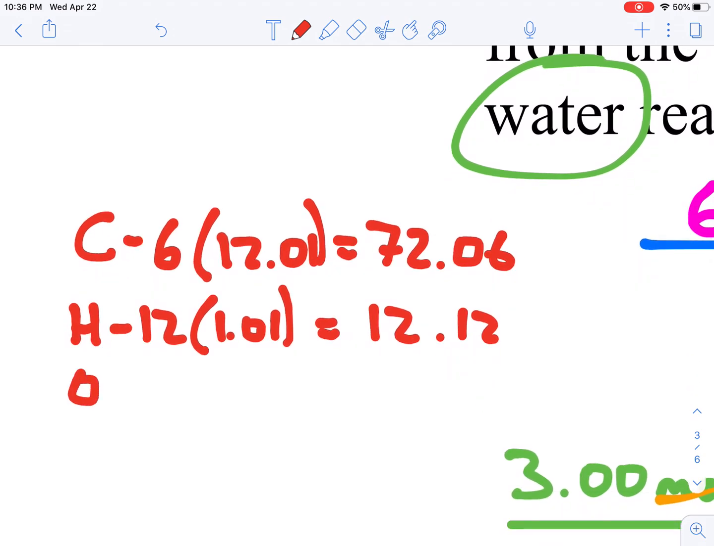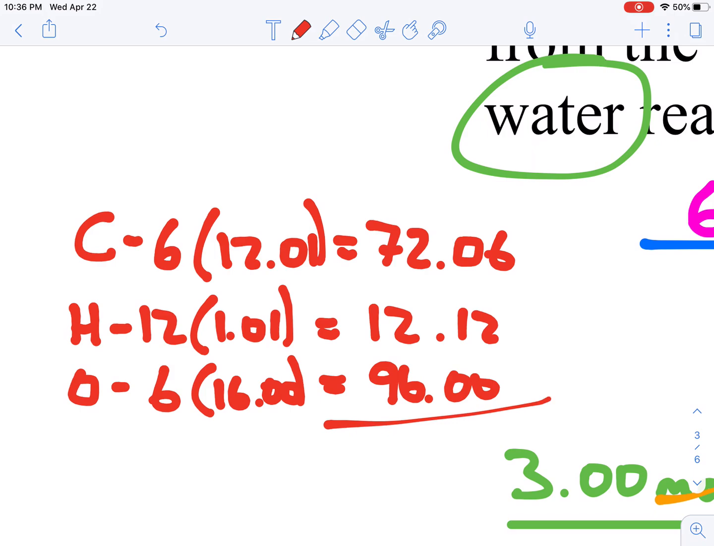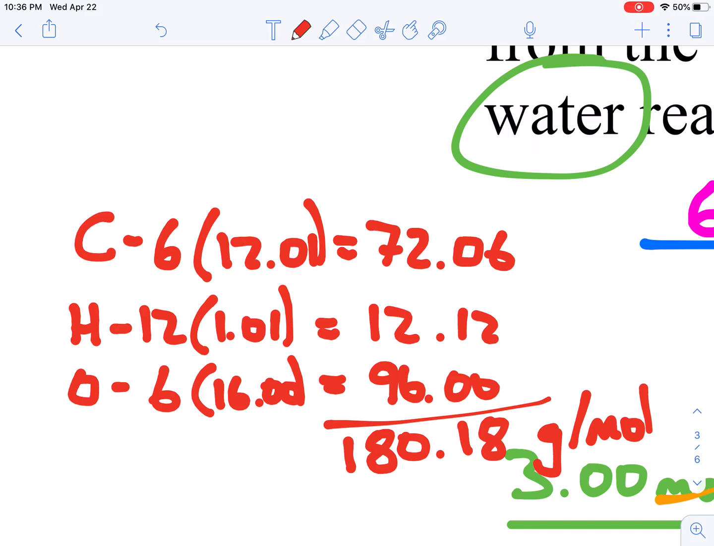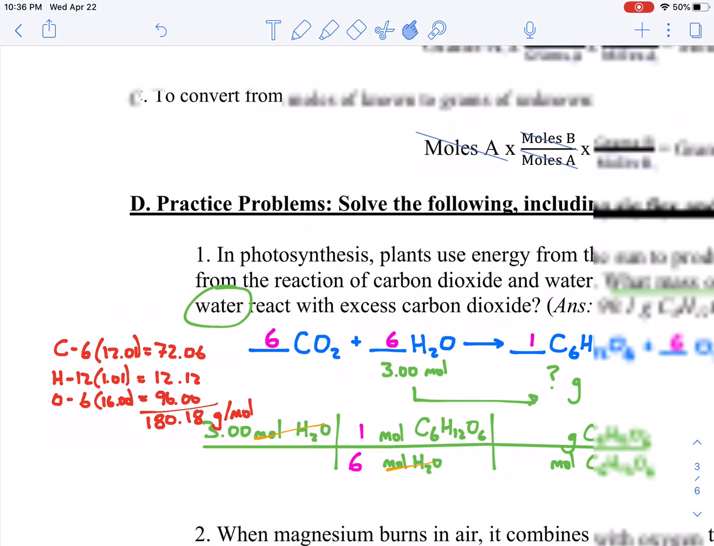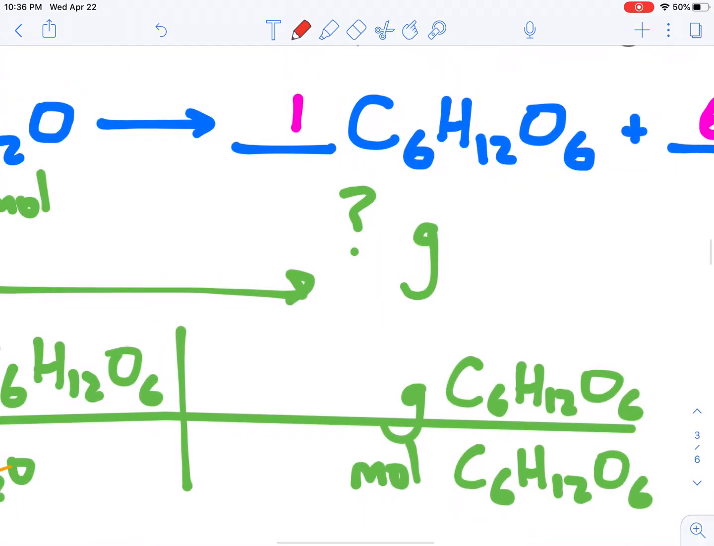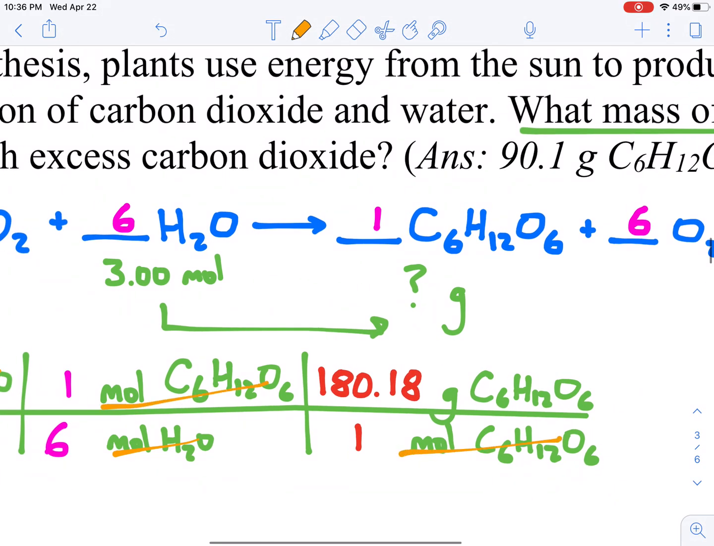And we have 6 oxygens. Each one of those weighs in at 16 grams per mole apiece. That's 96.00. Add it up, and you get, at the end of the day, 180.18, and units are important, grams per mole. So that's the number of grams in 1 mole of glucose. So when we slide back over here, we're going to keep the number with grams, right? Because it was 180.18 grams for every 1 mole. You'll notice now that my moles cancel. I'm now left with grams of glucose, which is what I wanted, right?